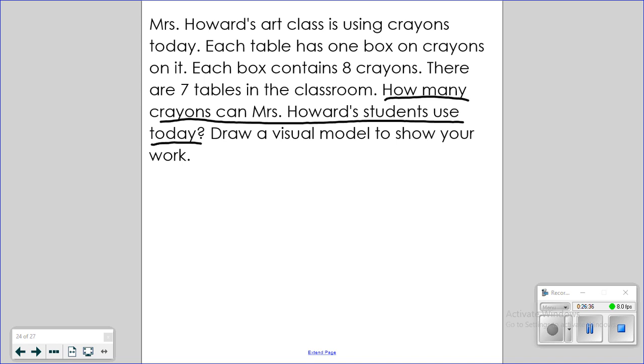Do you have a question or are you just ready to answer? Do you have a question? What's that? Looking at how many crayons are on each table, or how many crayons each student is using? Neither. How many crayons are in art class? That is not an answer sentence. That is just picking numbers and doing some kind of random operation.